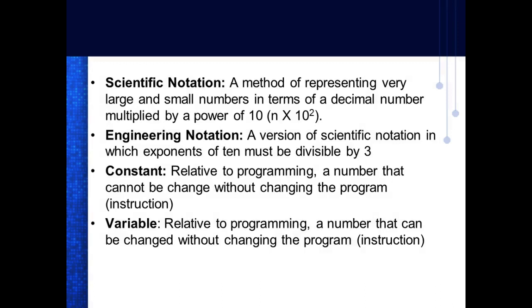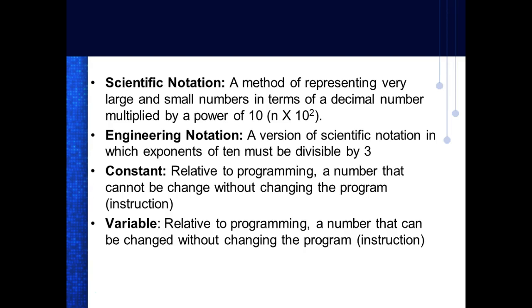Scientific notation. A method of representing very large and small numbers in terms of a decimal number multiplied by a power of 10. So we take a number and then we multiply it. So I say times 10 to the, that's the way I talk about scientific notation. This is scientific notation. So floating point math uses scientific notation.